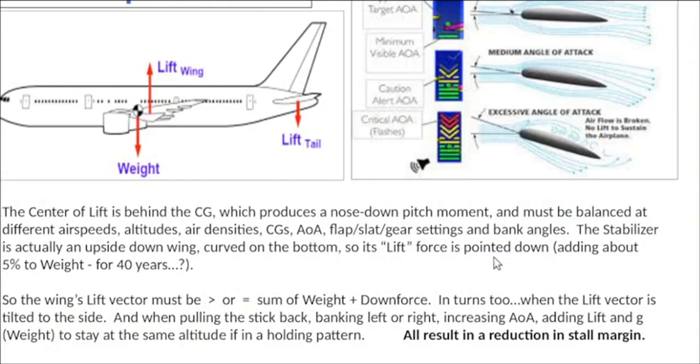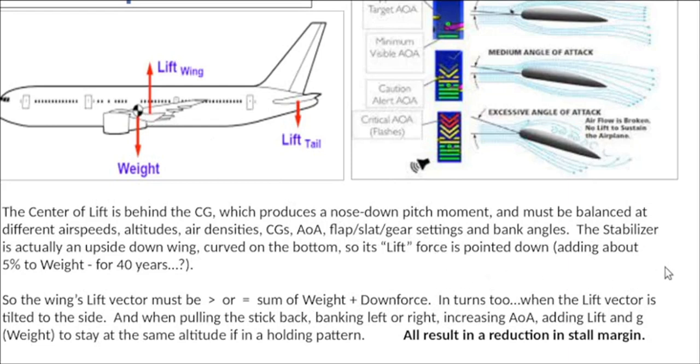How airplanes work, they're all pretty much the same. And this symbol here is the center of gravity. That's where the weight vector is acting. The center of lift is a little bit in back of there. So this causes a nose down pitch moment. And this has to be balanced at different airspeeds, altitudes, air densities, CGs, angles of attack, flap, slats, landing gear settings, and bank angle. So it's a big deal.